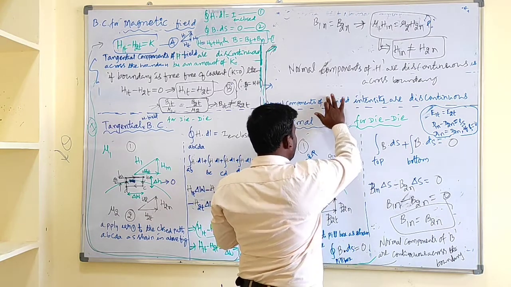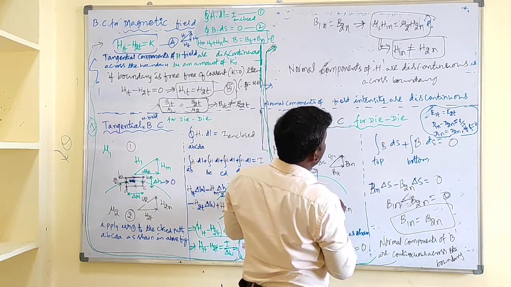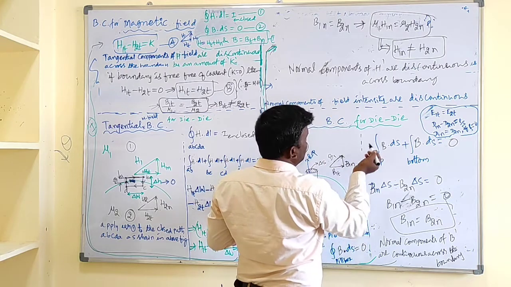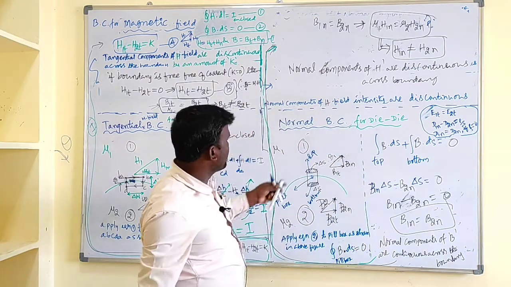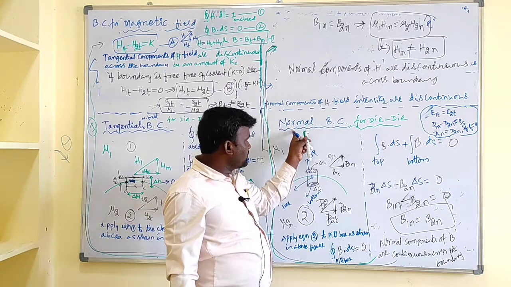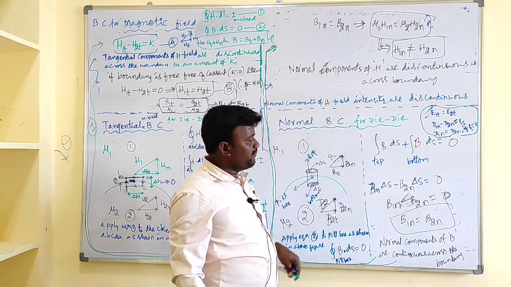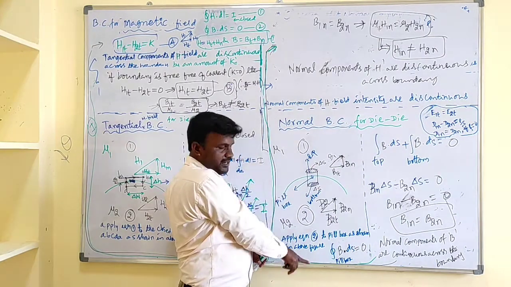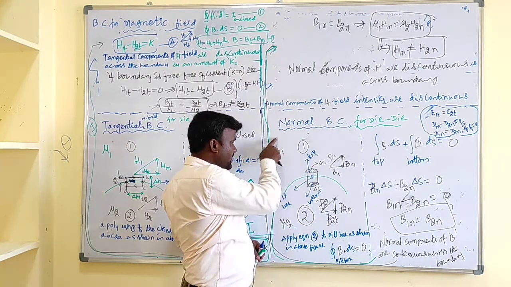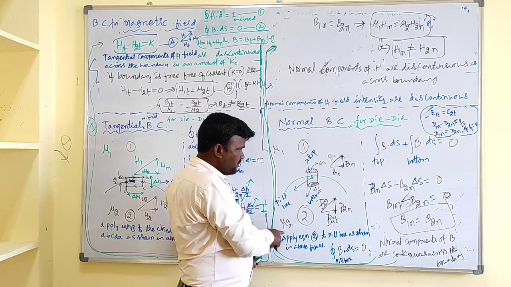the H field, the normal components of magnetic field intensity. Let us go for the normal boundary conditions for the magnetic field at a dielectric interface, meaning the first medium is dielectric and the second medium is also dielectric. The first medium is characterized by mu 1, and the second medium is characterized by mu 2.